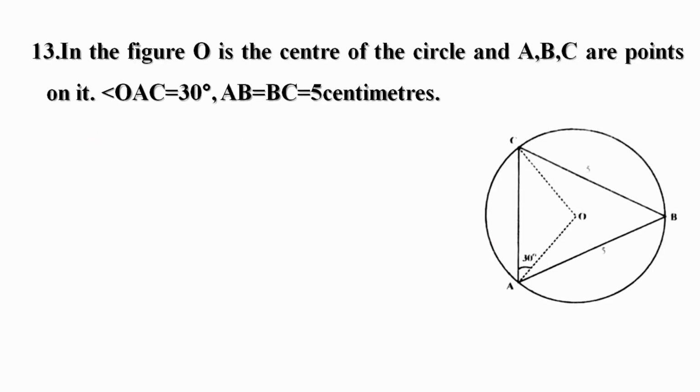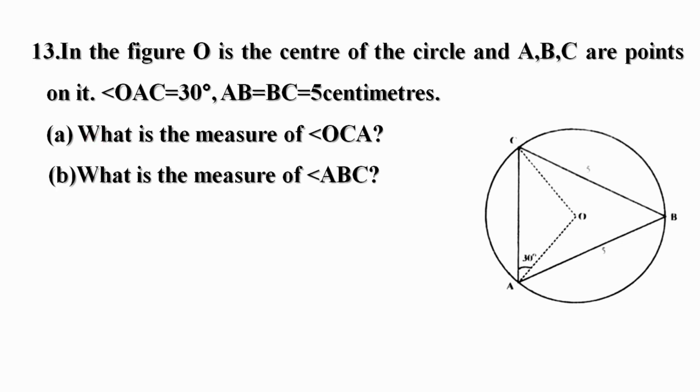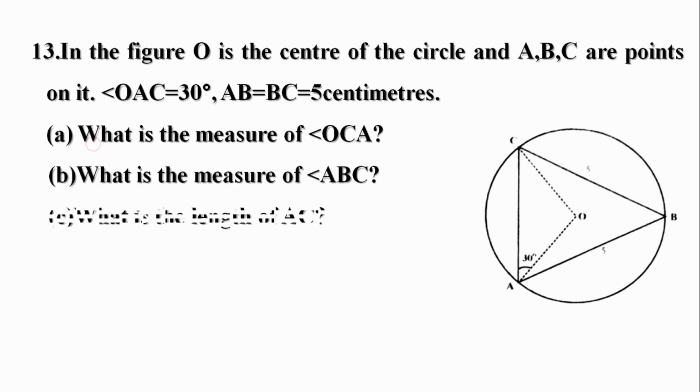13th question. In the figure, O is the center of the circle and A, B, C are points on it. Angle OAC equal to 30°, AB equal to BC equal to 5 cm. What is the measure of angle OCA? What is the measure of angle ABC? What is the length of AC?